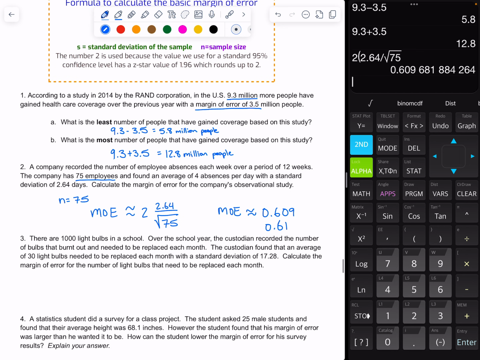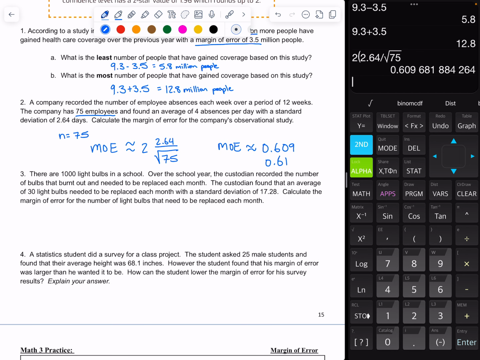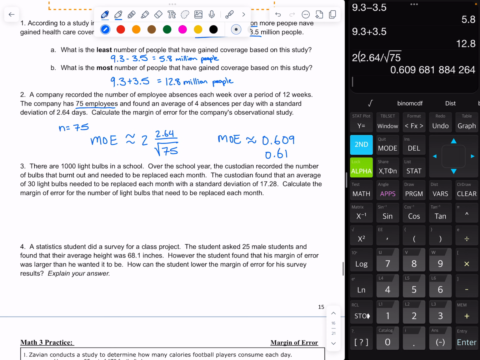Number 3 says there are 1,000 light bulbs in a school. Over the school year, the custodian recorded the number of bulbs that burnt out and needed to be replaced each month. The custodian found that an average of 30 light bulbs needed to be replaced each month with a standard deviation of 12.78. So calculate the margin of error for the number of light bulbs that needed to be replaced each month. So we have 1,000 light bulbs. So that's our sample size. Our standard deviation, which is our s in our formula, is 17.28.